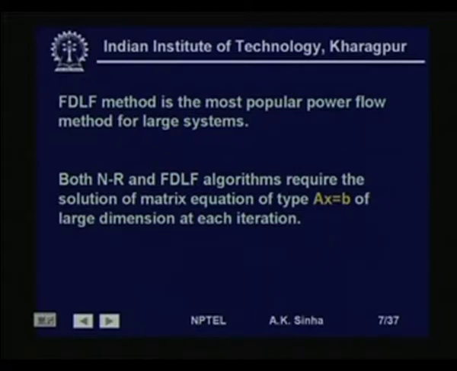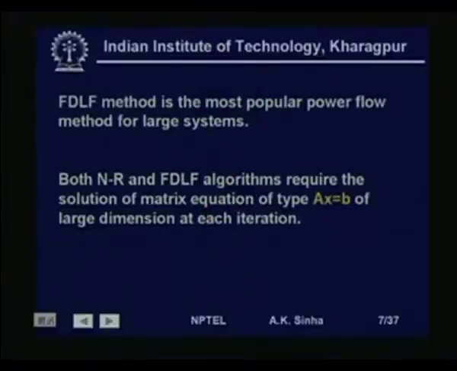So, we need to solve this kind of equation Ax = b at each iteration, and for a large size system the size of the A matrix is going to be very large, and this has been the major problem in implementing these methods, that is Newton-Raphson and fast decoupled method, for large power systems.